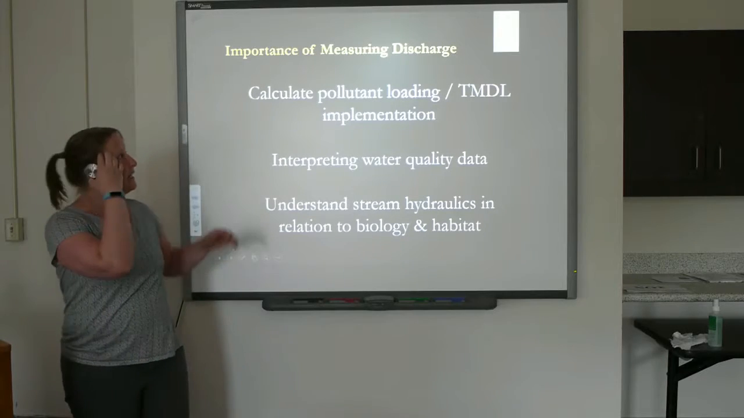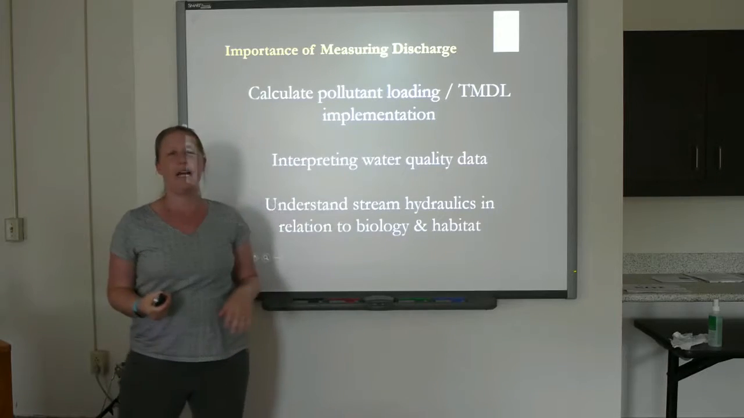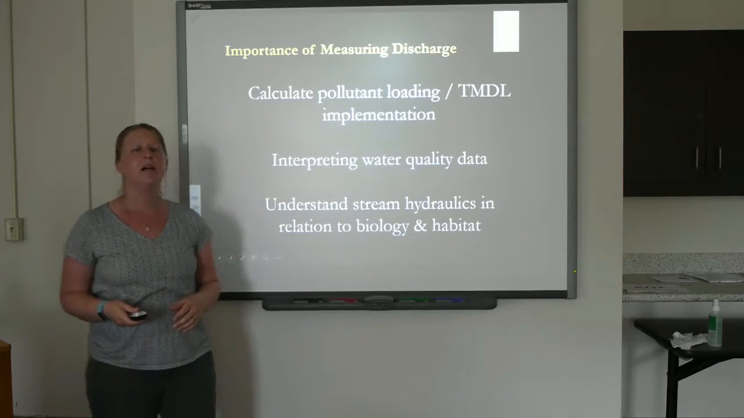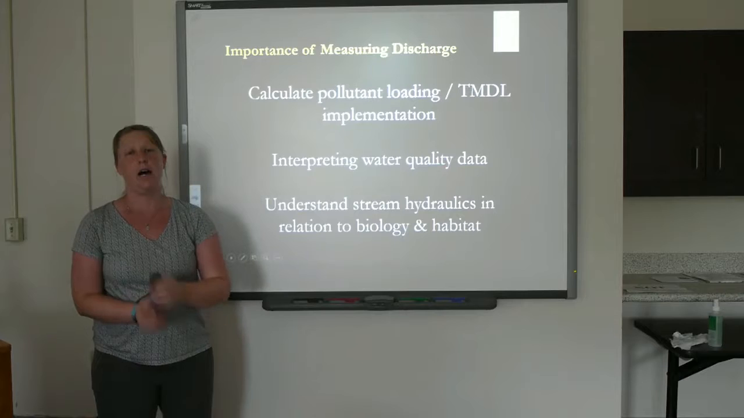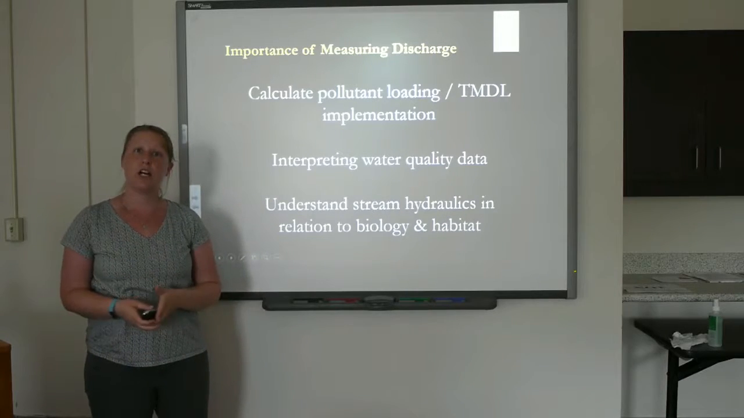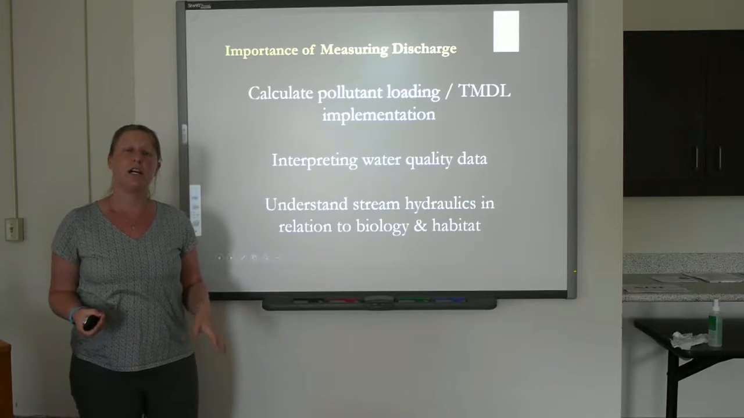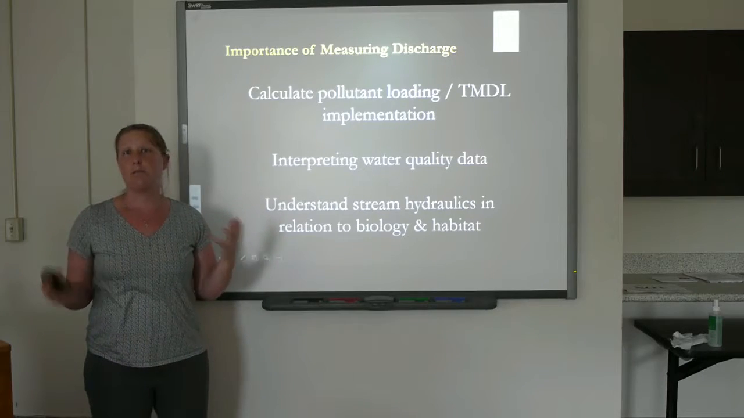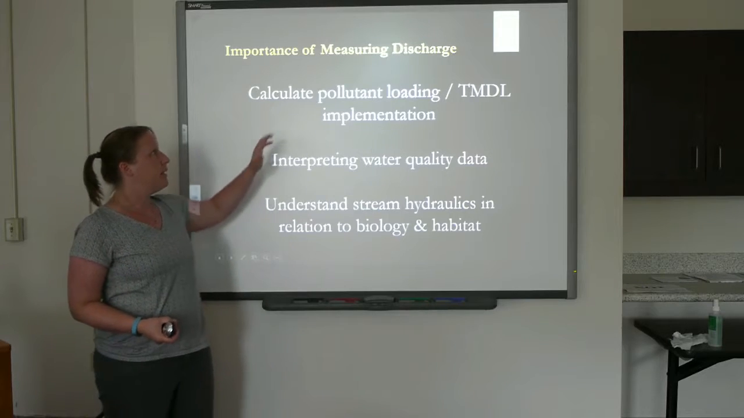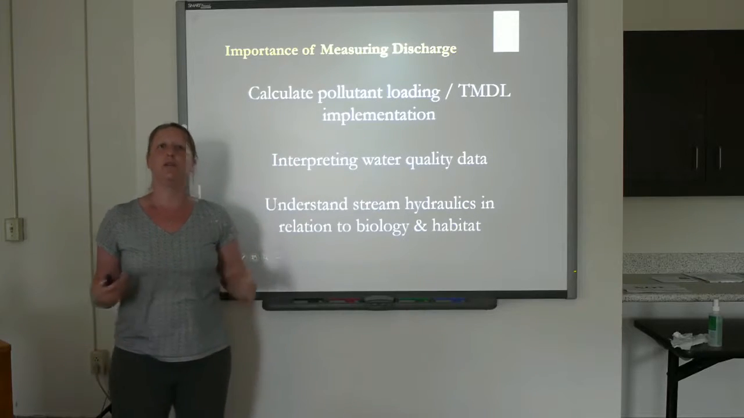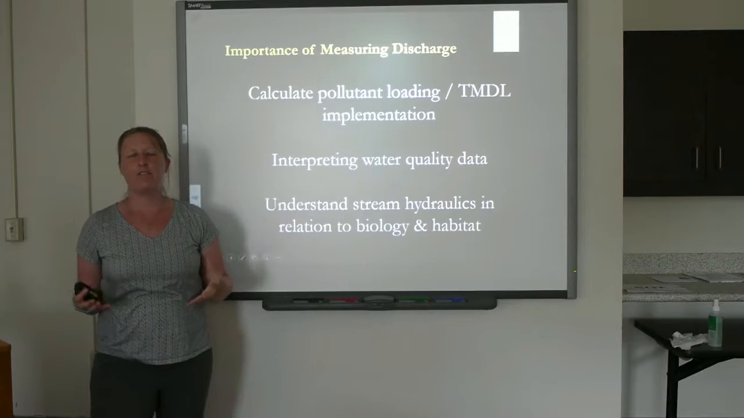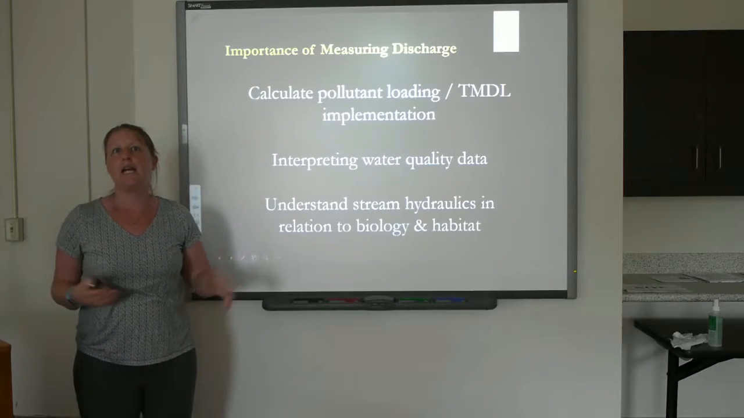TMDLs are a mechanism that the EPA uses to determine allowable pollutant discharges, and also what pollutants are the most important in different watersheds and what's impairing the watershed. That requires something called a pollutant loading. A pollutant loading is a mass of a specific pollutant in an amount of time.